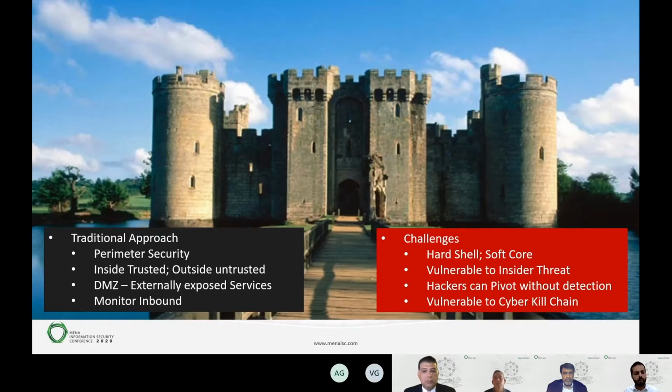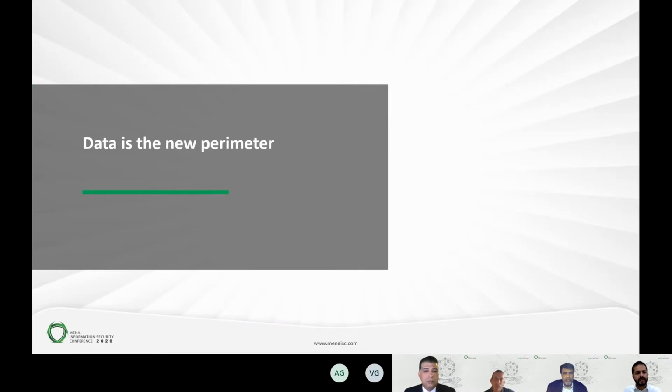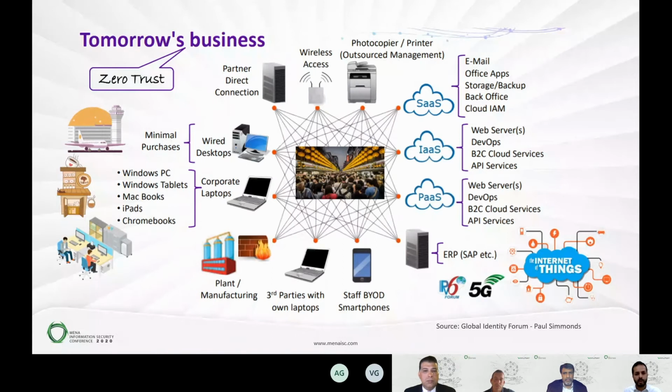Yeah, like I said, according to the Verizon Data Breach Investigations Report in 2020, up to a third of breaches are due to insider threats. So those are the challenges with the traditional model. Data, they say, is the new perimeter. Basically, where your data is, that's where you need your micro perimeters to be deployed.